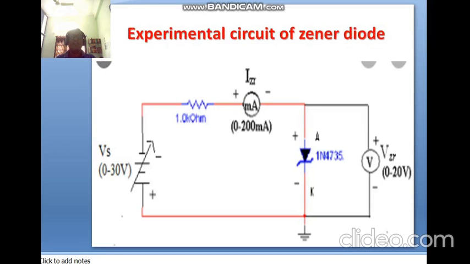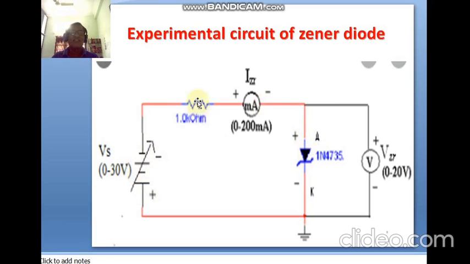If you take the experimental circuit of the Zener diode, we perform this experiment to obtain the VI characteristic curve. For this purpose, we take the Zener diode circuit like this. This is the Zener diode. The negative terminal of the Zener diode, the N-type semiconductor, is connected to the positive terminal of the battery, and the negative terminal is connected to the P-type semiconductor material. Therefore, it is in reverse bias.